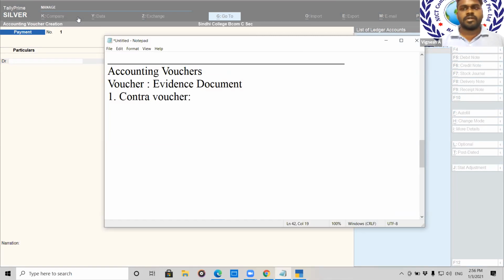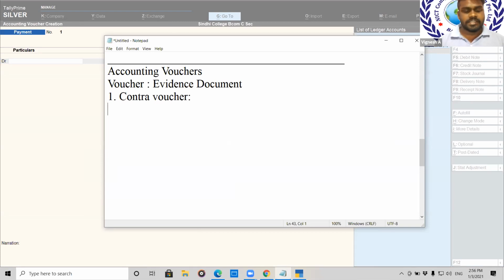Have you heard this word contra anywhere? Not a game. Like the 3-column cash book and 2-column cash book in your second PUC accountancy, in that you would have studied about contra. Here I'll explain what this contra is about.